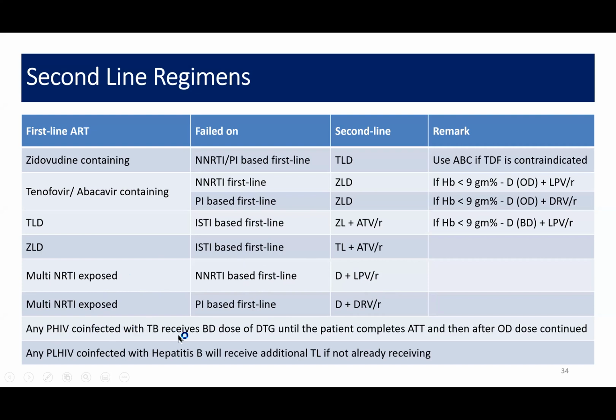Patients who are co-infected with TB receive BD dose of DTG as long as they are on ATT because of rifampicin. Once that is over, OD dose will be continued. And those with hepatitis B, if they are not on tenofovir, will be continued on TL-based ART as treatment for hepatitis B.